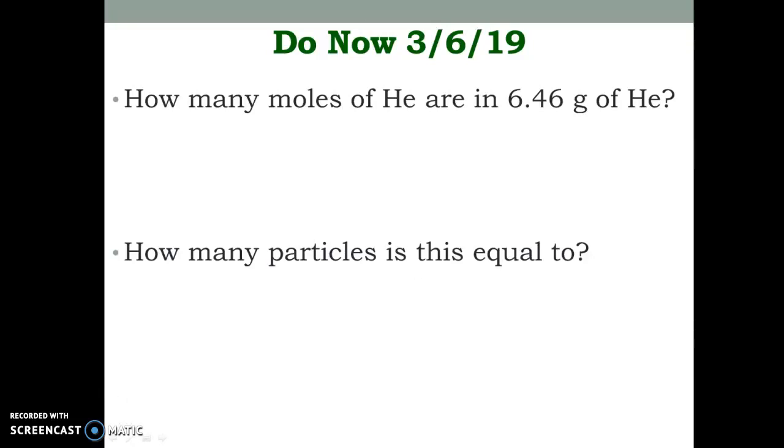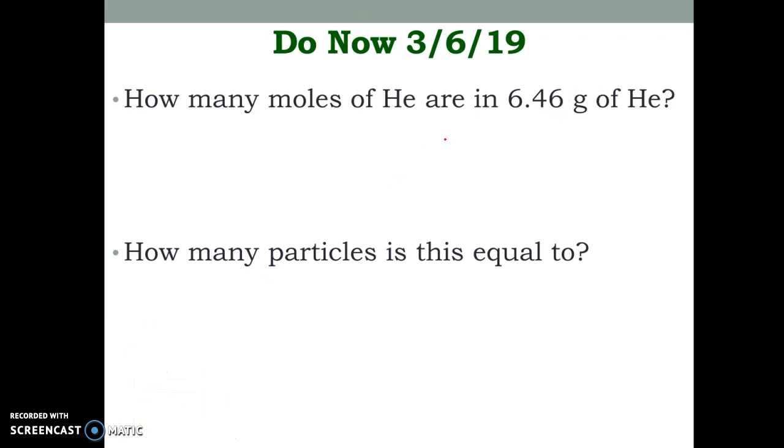Alright, so today we are going to take those one-step problems that we did last time, going from grams to moles, moles to grams, moles to particles, and particles to moles, and combine them and make two-step problems. So a quick refresher from last class.